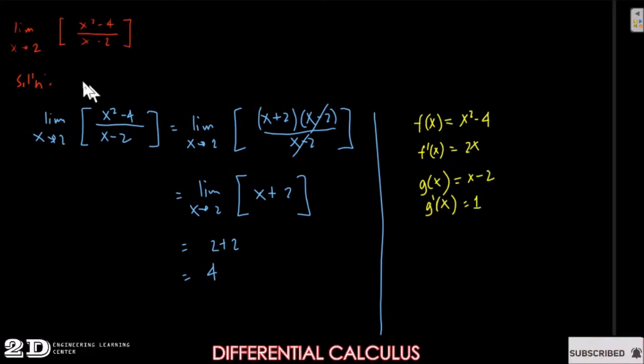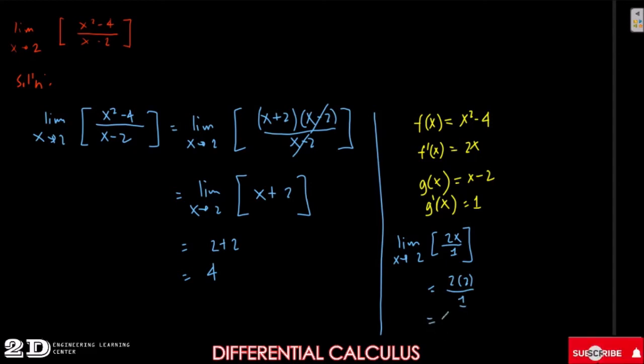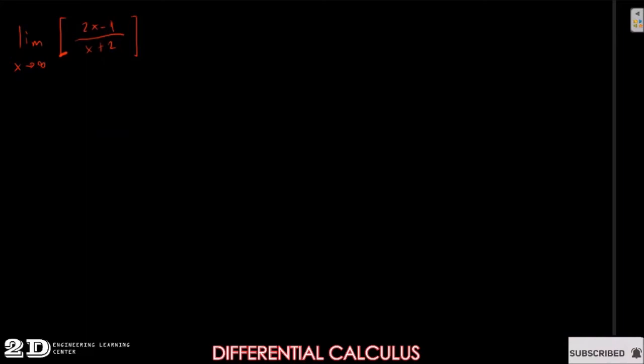So if we are going to have now our equivalent L'Hospital's rule, we have the limit of f prime of x over g prime of x. Our f prime of x is 2x over 1 as x approaches 2. So we are going to substitute: 2 times 2 over 1, and that will be equal to 4. So we will have the same answer. Okay, so we will have again another example.